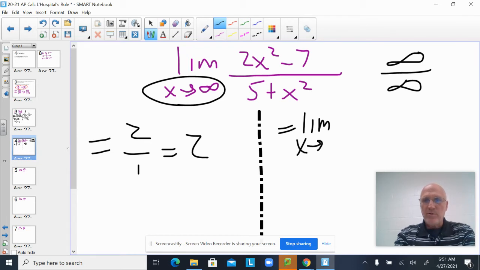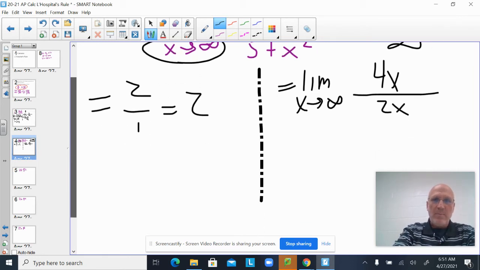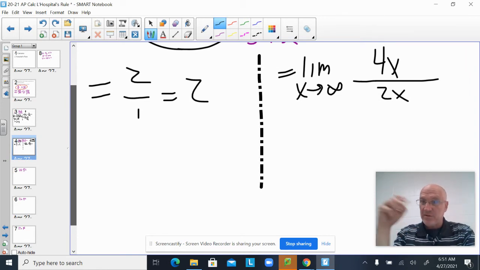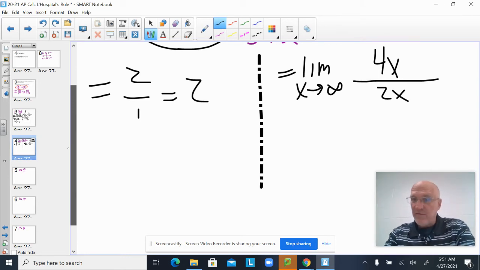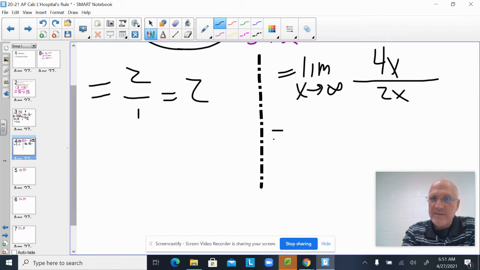Limit as x approaches infinity. The derivative of the top is 4x. Derivative of the bottom is 2x. Now you'll notice that officially, when I plug in infinity, when I use direct substitution, I still get infinity over infinity. I'm not done yet. So we have to use L'Hopital again. If using L'Hopital and taking the derivative of the top and the derivative of the bottom still leads to infinity over infinity, you can use that process again.